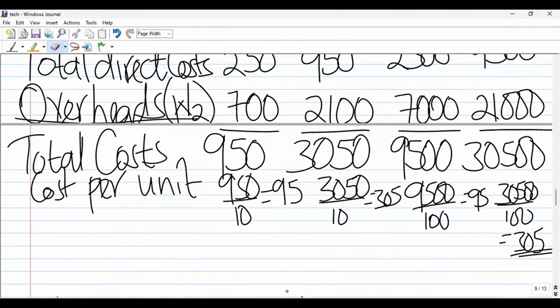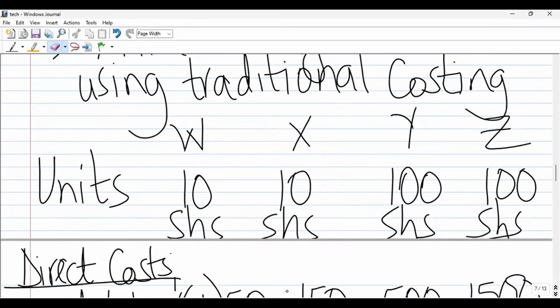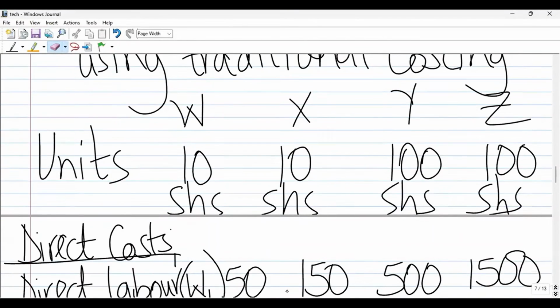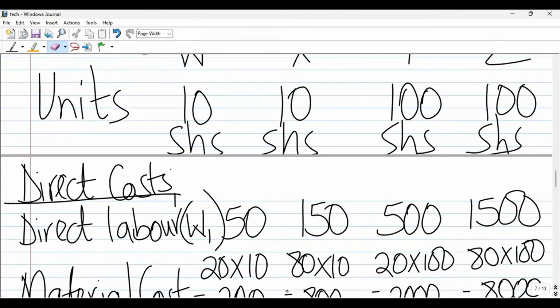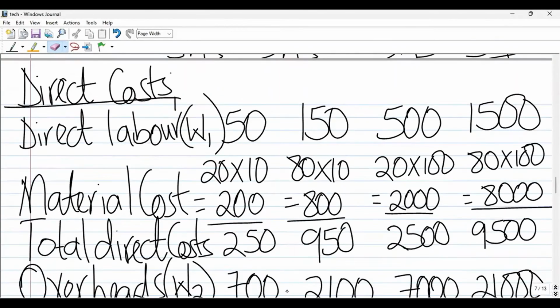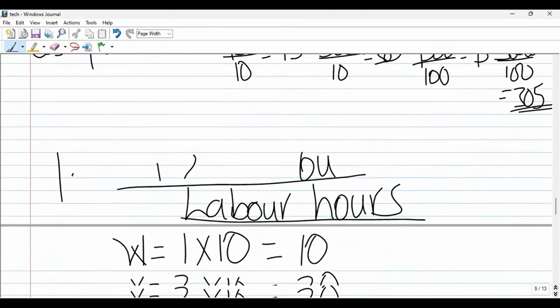I wanted to consult on the last part. I thought we're dividing for Z by 300. Why 100? Divide by the number of units. Look at up where you started from, the units you wrote. Okay, it's okay, thank you. So the 300, those are labor hours. We are using units here to get the cost per unit.